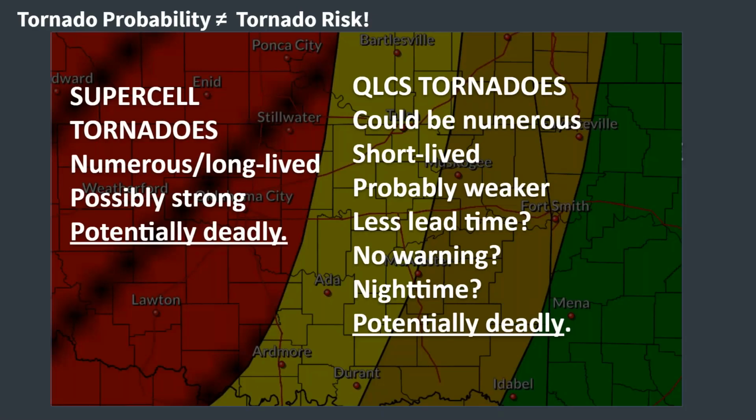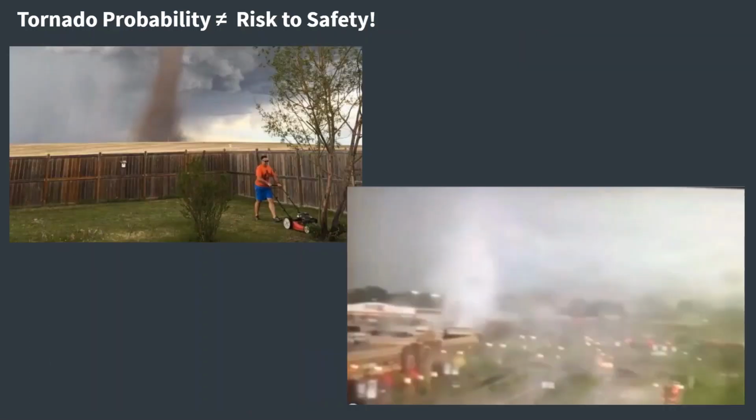And this type of outlook is good when you're looking at what it's designed to do. So where you have these supercell tornadoes, you have the potential for numerous long-lived tornadoes. Some of them could be strong, obviously potentially deadly. So that's a good risk to convey to people. But now let's think about these QLCS tornadoes that TJ just kind of touched on. Those also could be numerous. They're probably going to be shorter lived than your supercell tornadoes. On average, they're going to be weaker than your supercell tornadoes, not all the time, but they're usually going to be accompanied with less lead time, maybe no warning at all. A lot of times these happen at night. Those are potentially deadly factors too that we have to keep in mind with our risk communication.